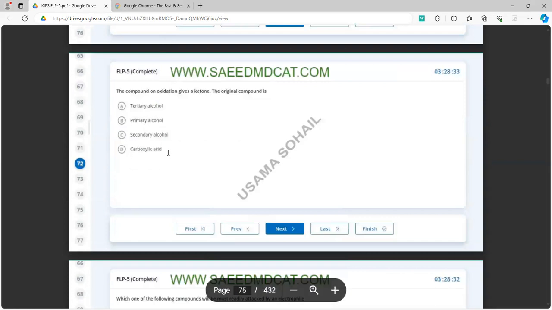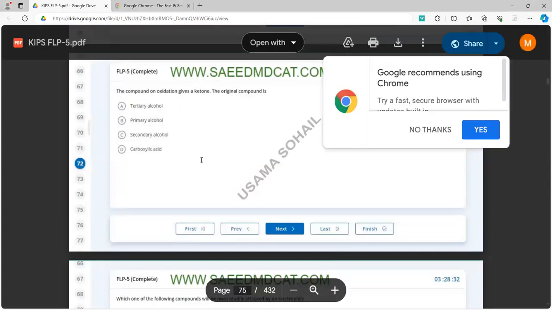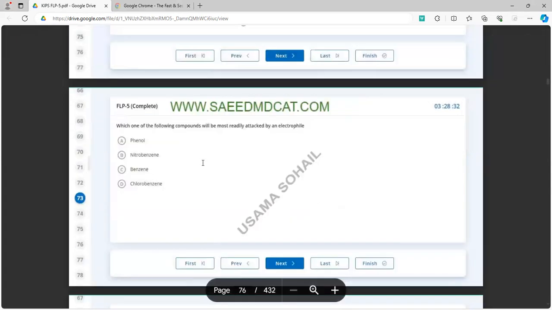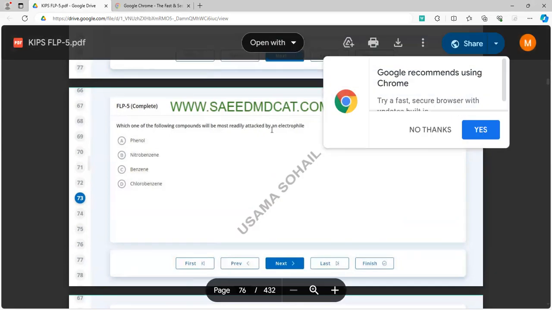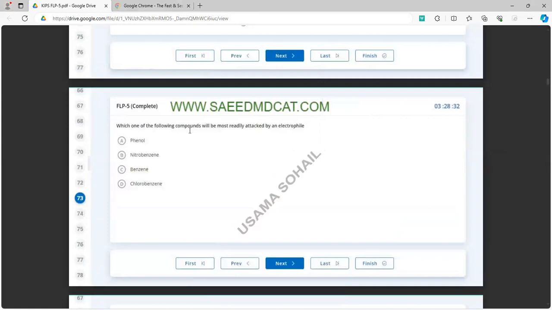Now, in question 72, you just have to remember that primary alcohols are oxidized to give an aldehyde, whereas secondary alcohols give a ketone, because you need to remember that the functional group of a ketone is C double bond O, single bond O. In question number 73, the correct option will be phenol. Phenol will be most likely to be attacked by an electrophile due to its excessive electronegativity, and it even has a negative charge on it.